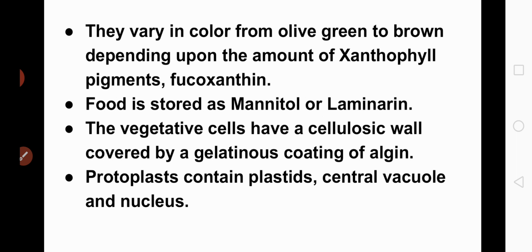So the name of the pigment here is fucoxanthin. Depending upon the amount of this fucoxanthin pigment, the color of the brown algal members may vary from olive green to brown. And here food is stored in the form of mannitol, or it is also called laminarin, whereas in Chlorophyceae, in the majority of the members, the food is stored in the form of starch.